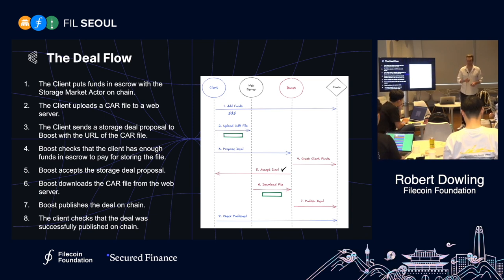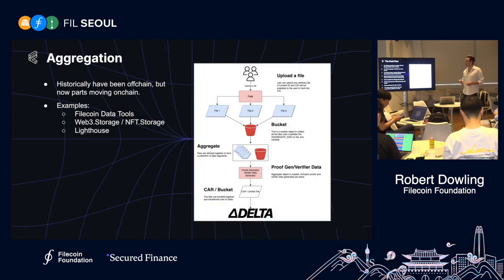Right, you guys run Boost? Yeah, perfect. Boost will check that the client has enough funds in escrow to pay for storing the file. Boost will accept the storage deal proposal, then download the CAR file from the web server, publish the deal on chain, and the client can check that the deal was successfully published on chain.